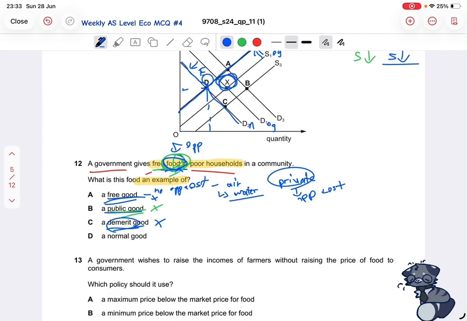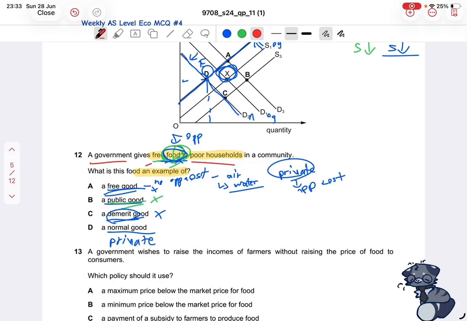But anyways, the next one says a normal good. A normal good is also similar to a private good. If we talk about income elasticity of demand, also known as YED, whatever the value or the coefficient it is, if the sign of it is positive, then it will be a normal good, because that indicates that the relationship between quantity demanded and income is positive. Meaning if income increases, then the quantity demanded for that good will also increase.